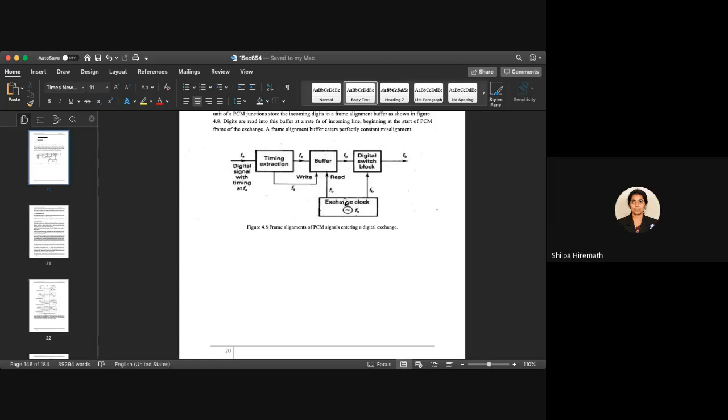And here controlled in the sense we are trying to do it forcibly in order to gain the frame alignment. So that is said to be controlled slip.